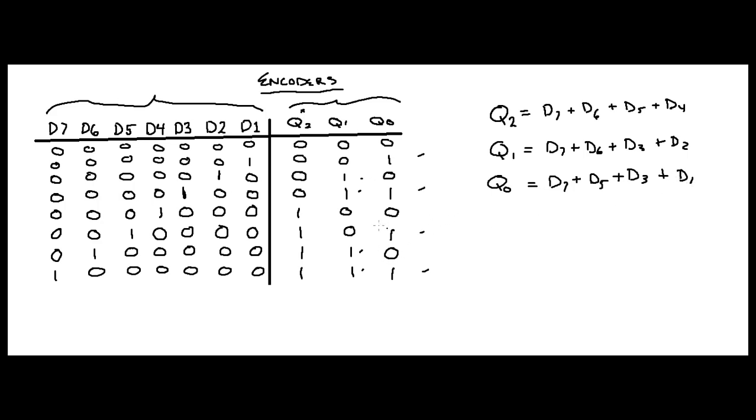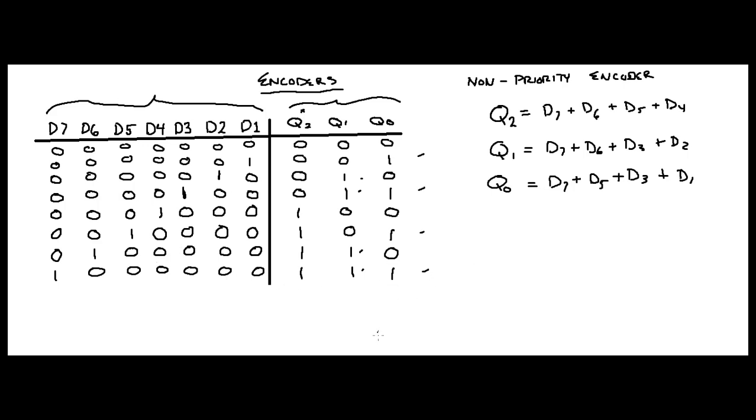Now, this is a non-priority encoder. That means that we'll only have one of these inputs active. In other words, it will only be a single one or a single active state. Everything else would be a 0.